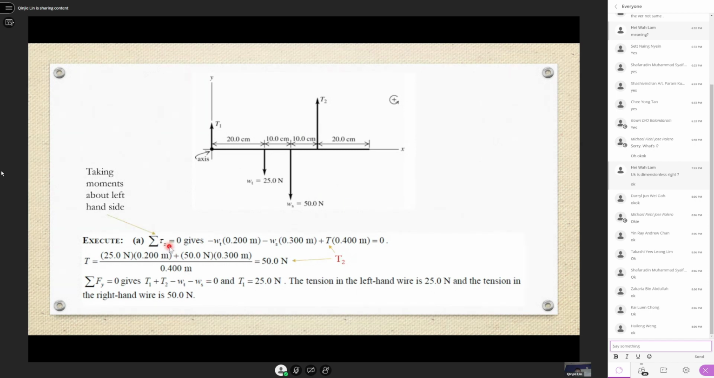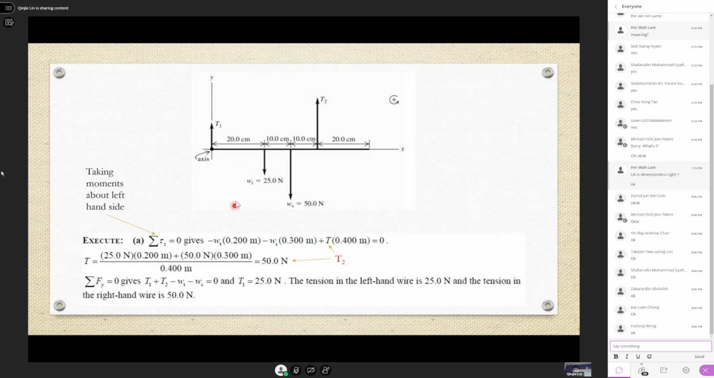So first thing in this solution, they take the summation of torque about the left-hand side. That means about this point, where T1 will act through. You can already tell that taking the summation of torque about this point is purposely to eliminate T1 from equation 1.